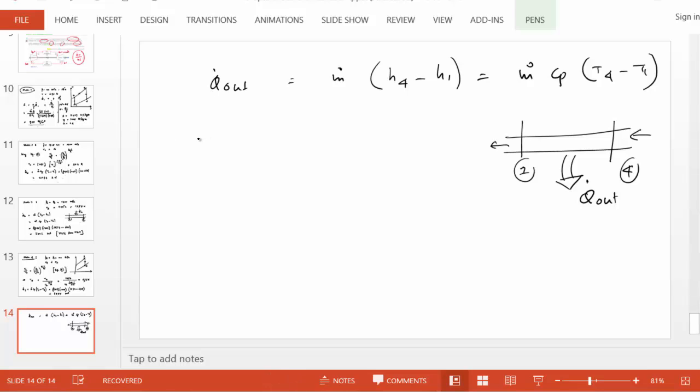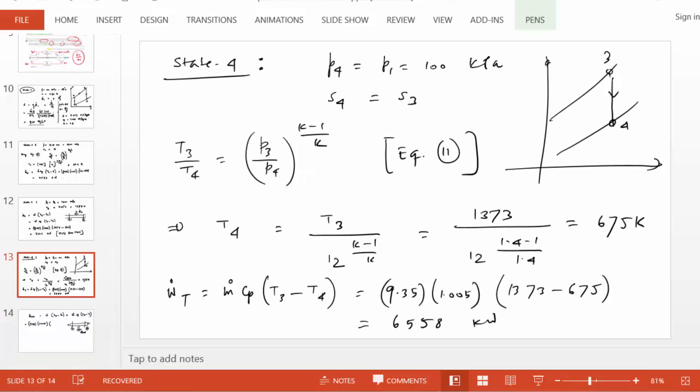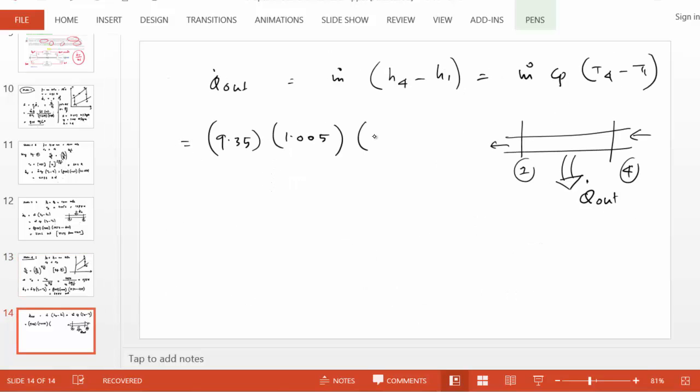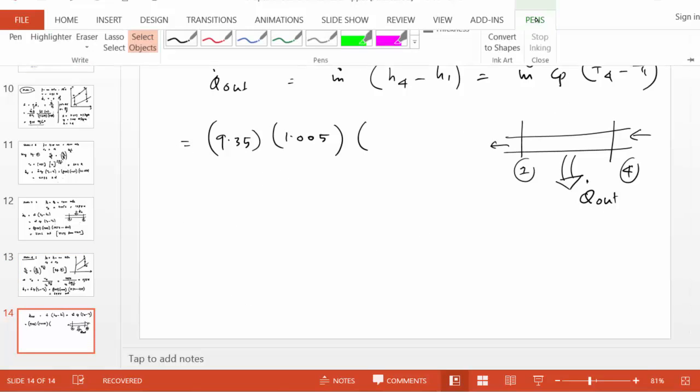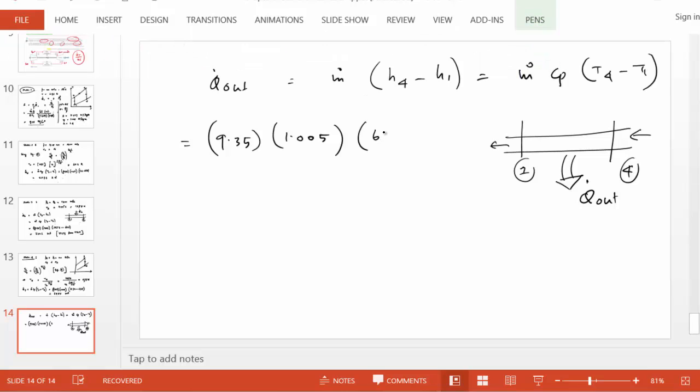So substituting the numbers we already got, mass flow rate, Cp, and T4 was what? 675 minus T1, which is 298, and that should be about 3543.